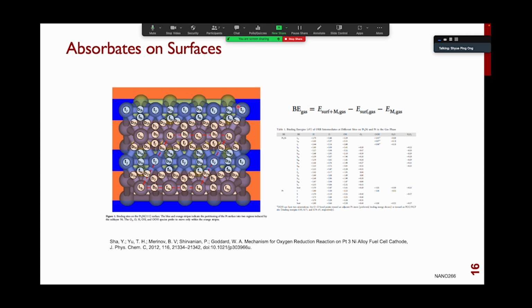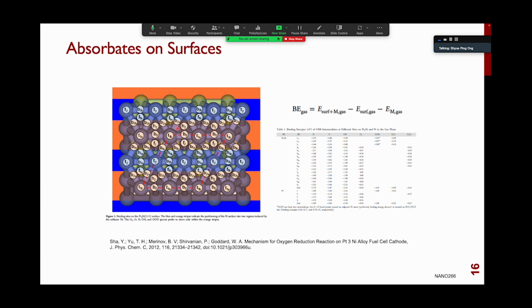So the way that you would calculate the binding energy is quite simple. You put the gas molecule on top of your slab. You calculate the total energy with relaxation, and then you subtract the energy of your gas molecule, and you also subtract the energy of your slab itself, and that basically gives you the binding energy of your molecule on a slab, okay?